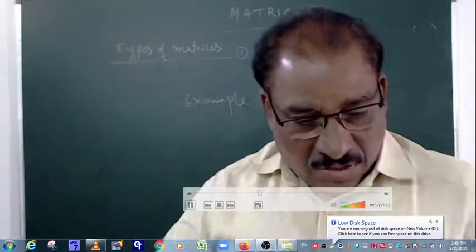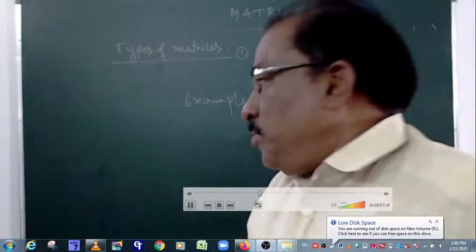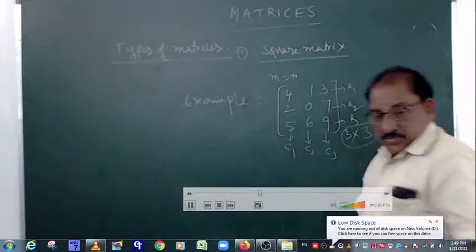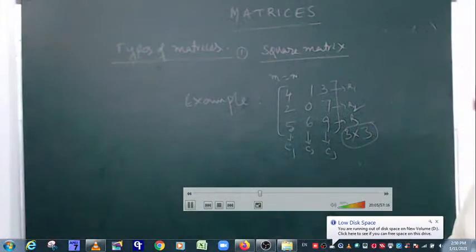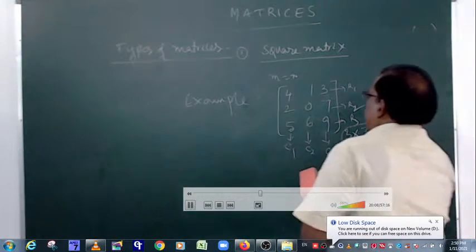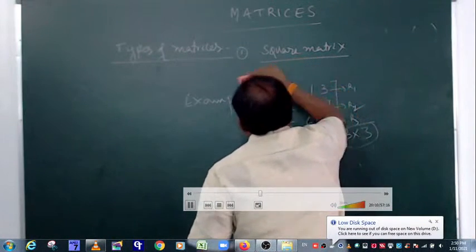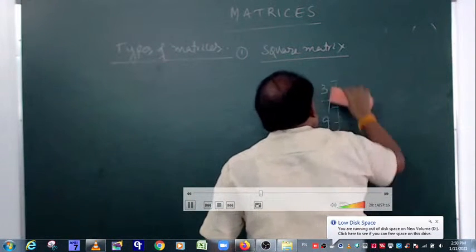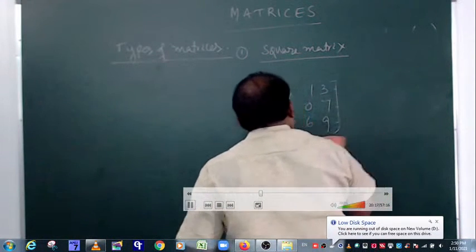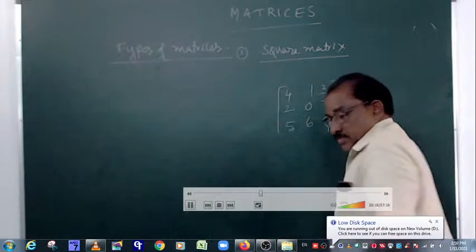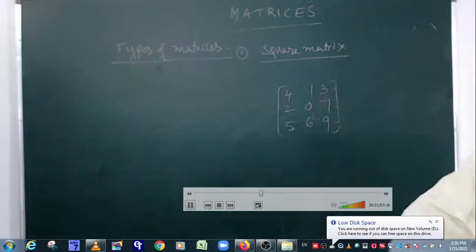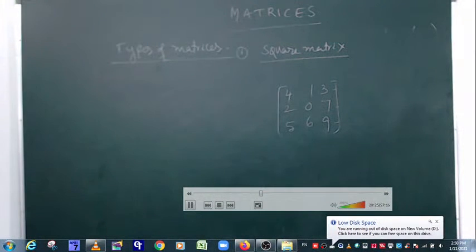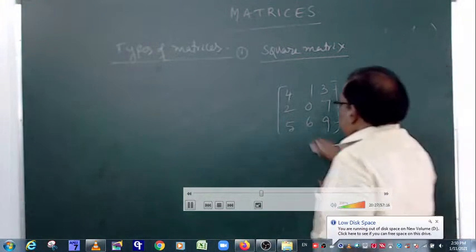Okay? And the next one is principal diagonal. Take this example only. Next one is principal diagonal. In a square matrix, take the example of a square matrix. Repeat this example. In a square matrix, having principal diagonal.